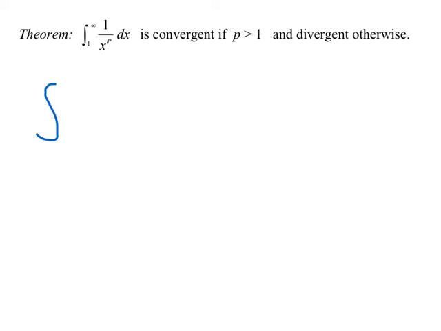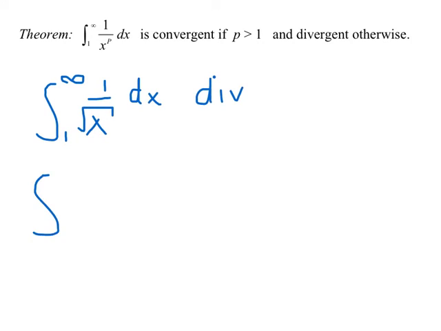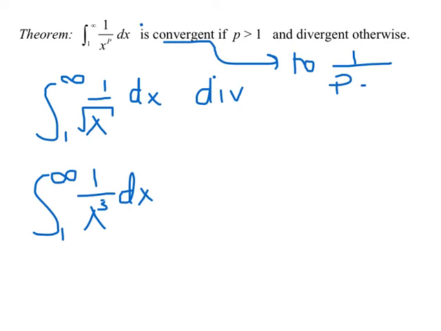If I give you the integral from 1 to infinity of 1 over x to the 1/2 dx, or 1 over square root x dx, it will diverge. If I give you the integral from 1 to infinity of 1 over x cubed dx, it will converge. And not only will it converge, but it will converge to 1 over p minus 1. So this will converge to 1 over 3 minus 1, because our p is 3 here, or a half. So if I were to evaluate this integral, I would get a value of a half here.